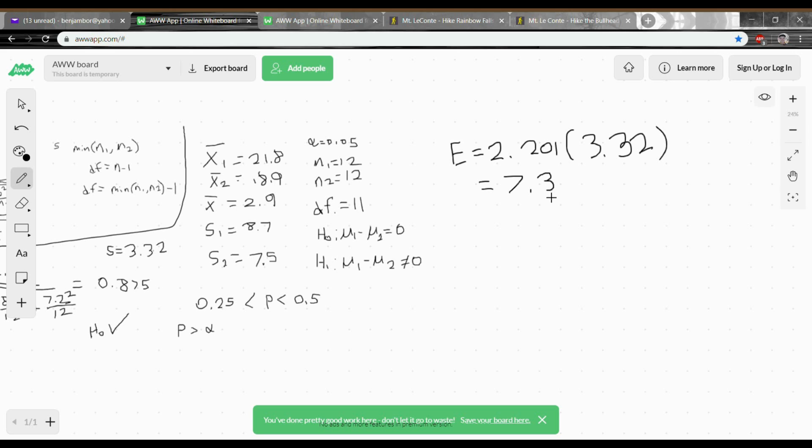So our confidence interval then is going to be x bar of 2.9 minus this e, and then x bar of 2.9 plus this e. So that's going to be 2.9 minus 7.3 and 2.9 plus 7.3, which is going to give us the interval of negative 4.4 and 10.2. And we can see that since we have positive and negative values, we cannot reject the null hypothesis.